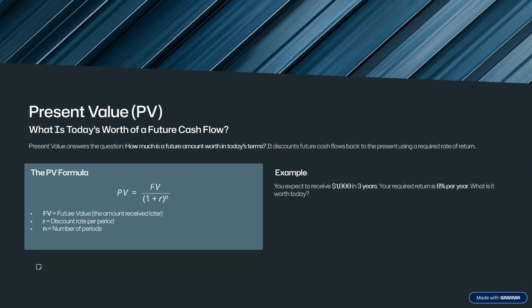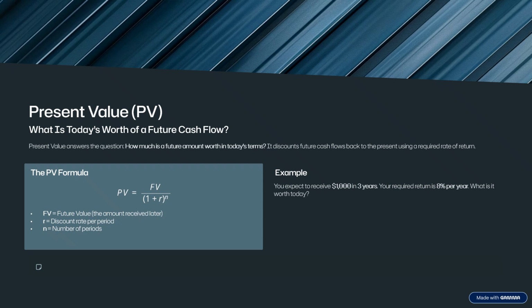Now let us take an example: you are going to receive $1000 after 3 years. Our required return is 8% per year. Now instead of jumping into any calculation, let us understand it logically first. Ask yourself, if I had money today, how much should I invest so that it becomes $1000 after 3 years? So that amount is our present value.